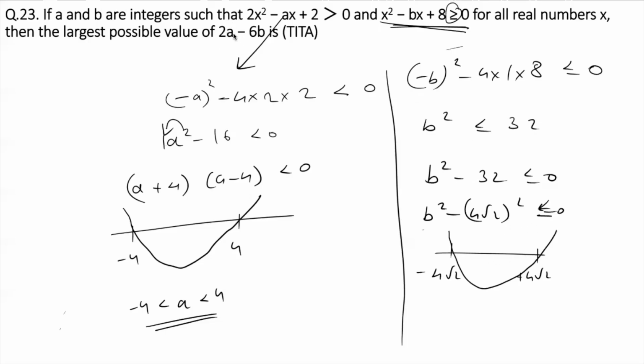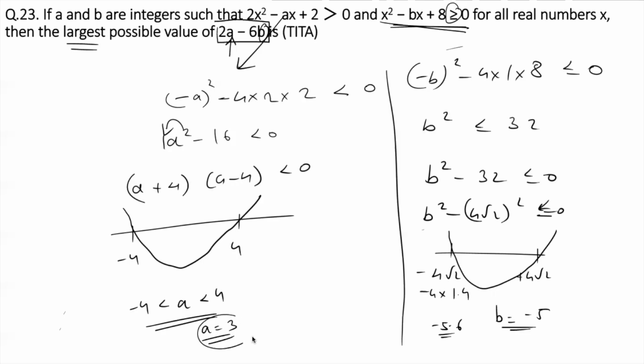Now, you want the largest possible value of 2a minus 6b. So first of all, take the largest value possible for a. The largest possible value of a here is 3, since a has to be less than 4, right? And if 2a minus 6b has to be largest, we take the least possible value of b. The least possible value of b is just greater than minus 4 root 2. So an integer just greater than minus 4 root 2, for minus 4 into 1.4 is basically minus 5.6 approx. So an integer just greater than minus 5.6 will give you b is equal to minus 5.